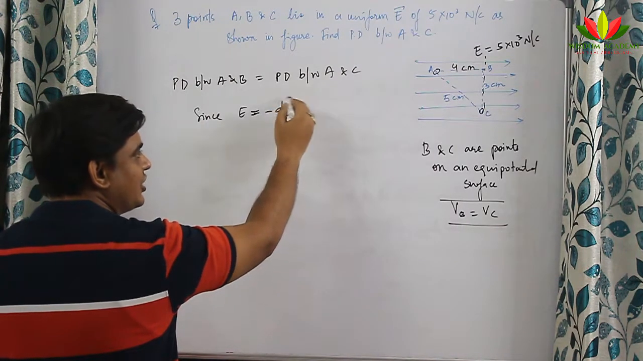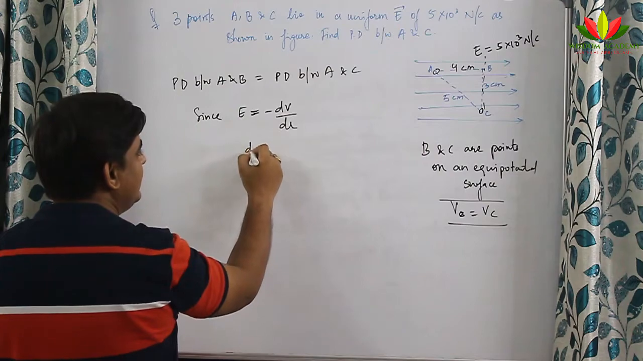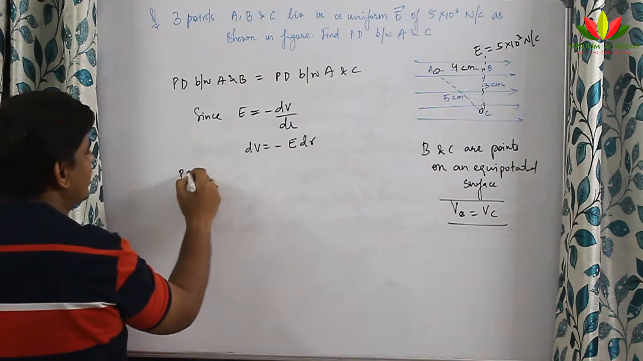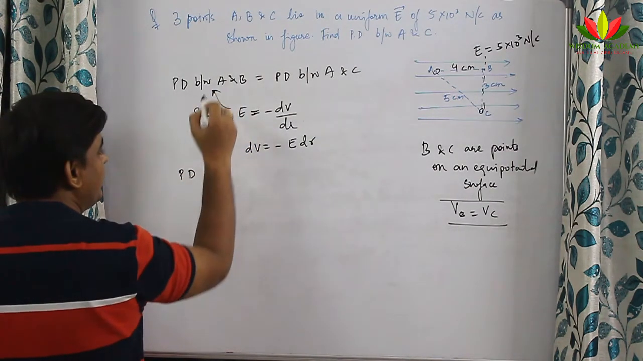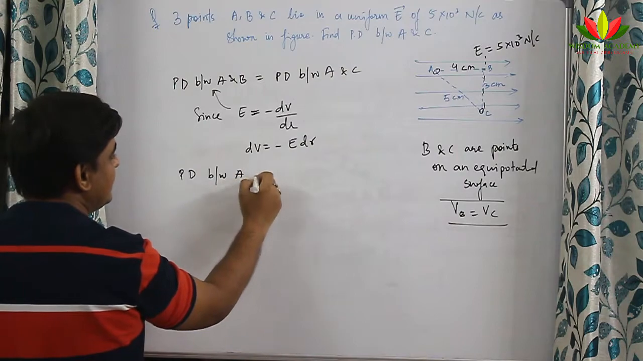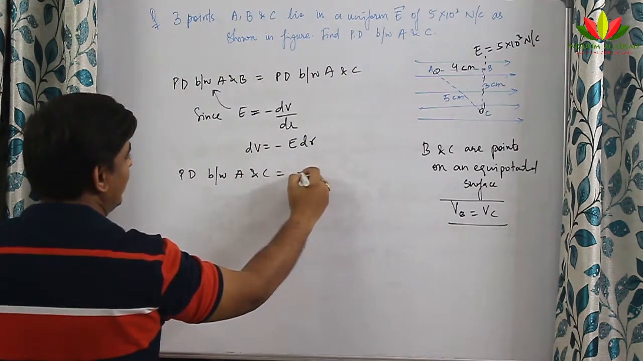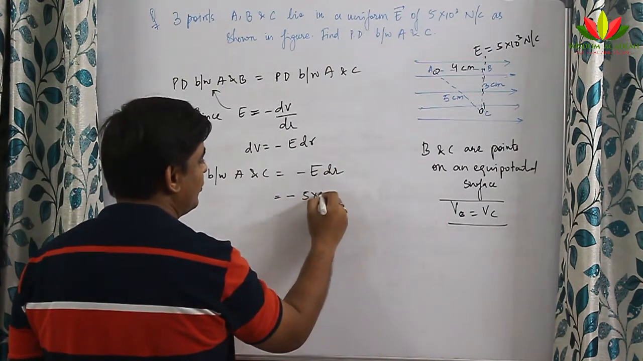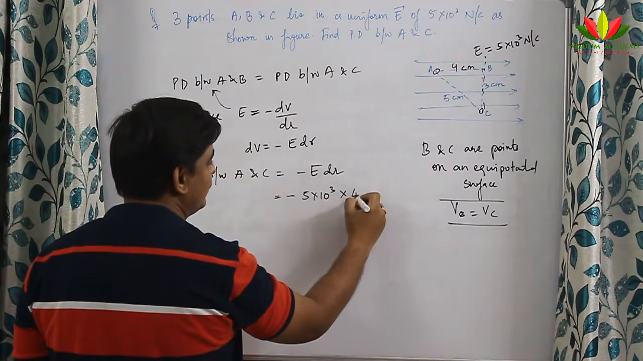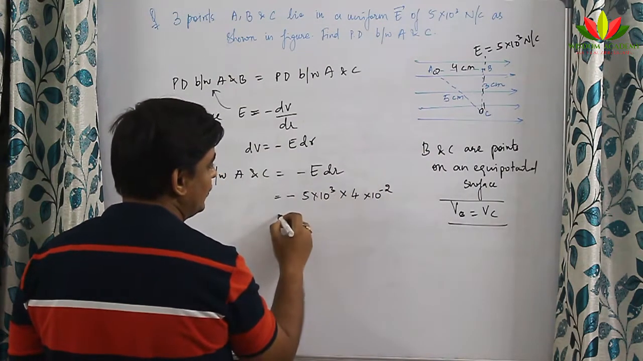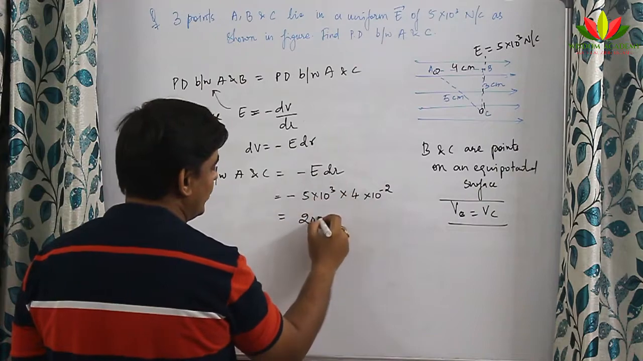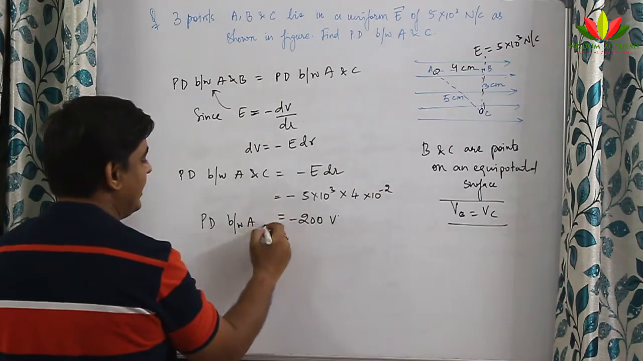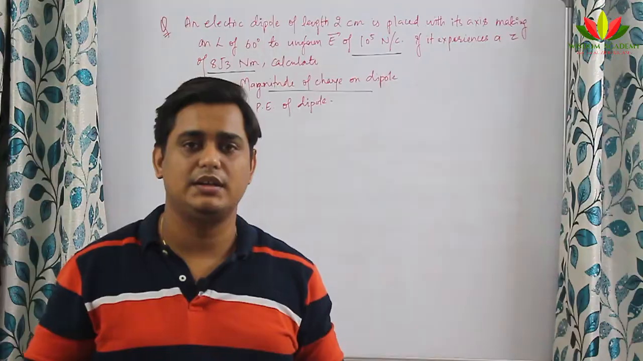So what will be dV, the potential difference? E into dx. So we can write dV will be equal to minus E dr. This is the potential difference between A and B, so the potential difference between A and C will be equal to minus E into dr. E is 5 into 10 to the power 3, and dr is 4 into 10 to the power minus 2. If you solve this, 5 times 4 is 20 and two more zeros will come. So minus 200 volt is the potential difference between A and C. It's very simple. Let us see one more question.